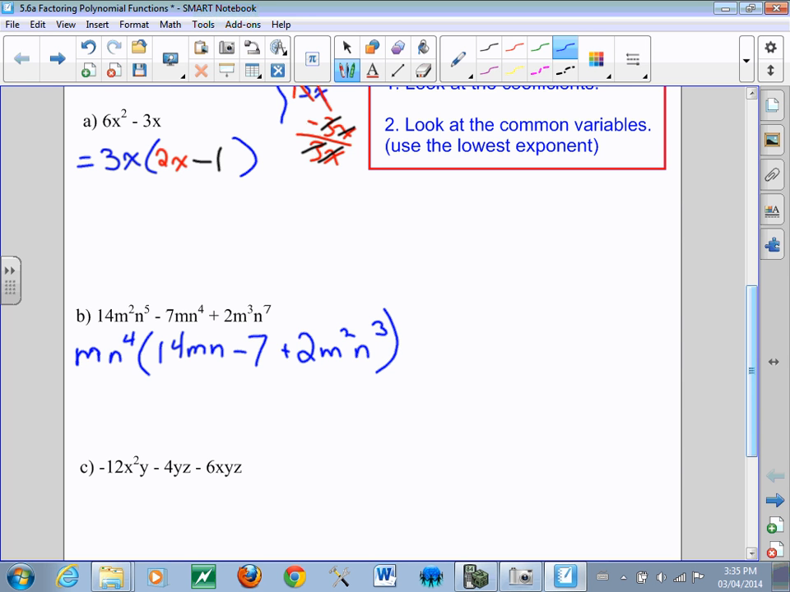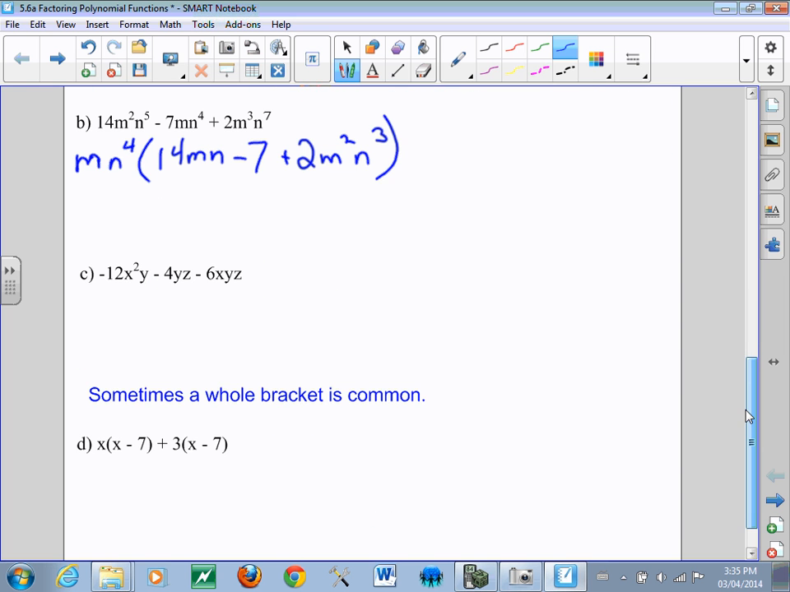Okay? So there's our two factors. Last question, C, for this part. Now you've got to be careful here. This one's kind of tricky. As I look at the numbers negative 12, negative 4, and negative 6, all three are negative. So if all three are negative, you've got to take the negative sign out.